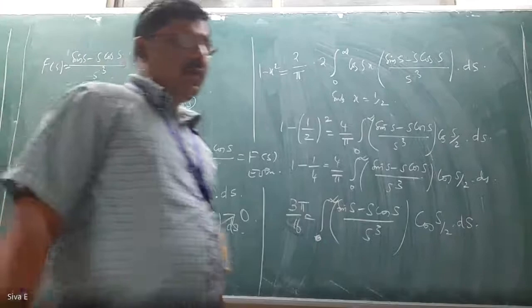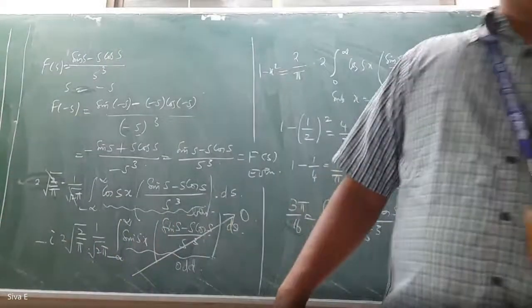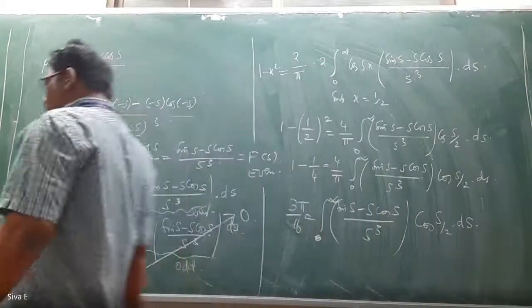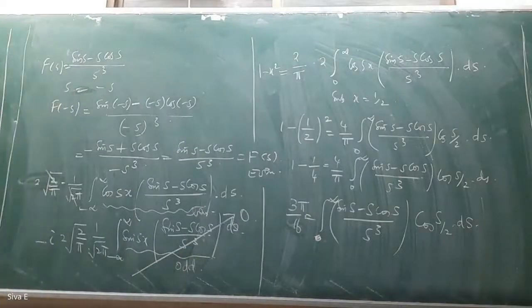So in the problem, the Fourier transform of the function was asked, and one more, hence prove that, was also asked. So hence prove that means you have to use the inversion formula for finding the value of the second one.